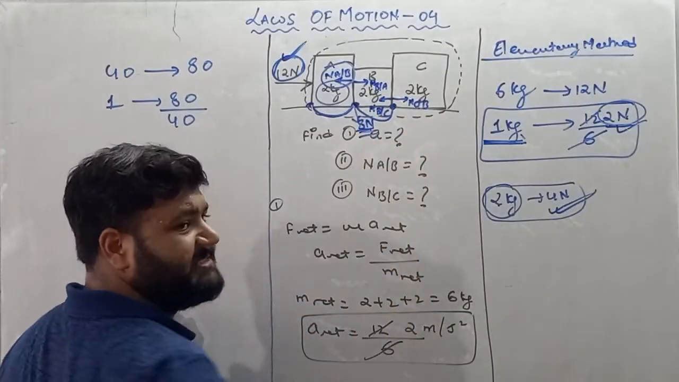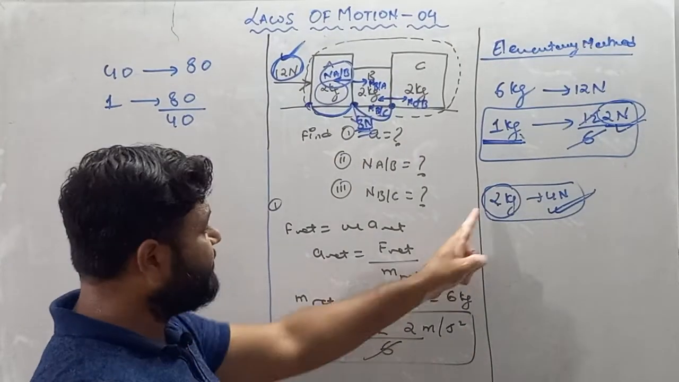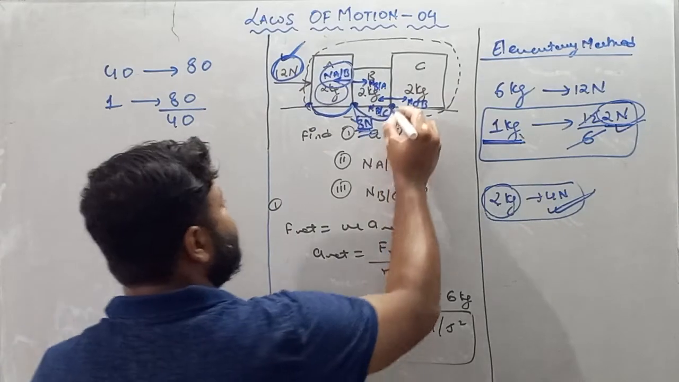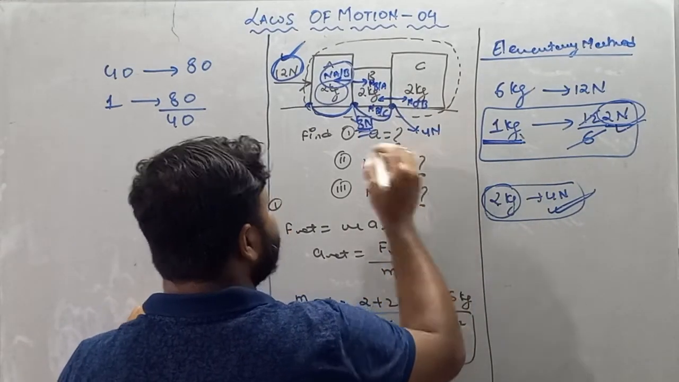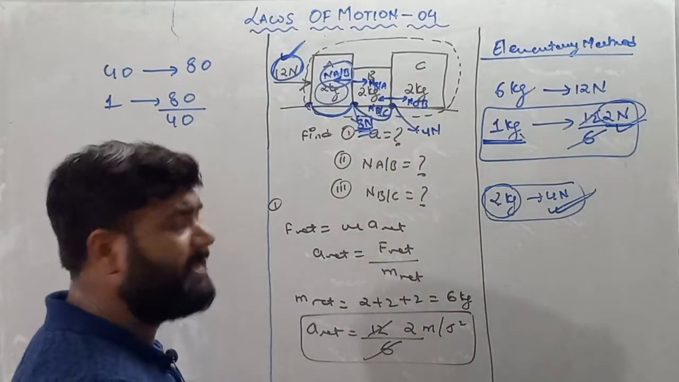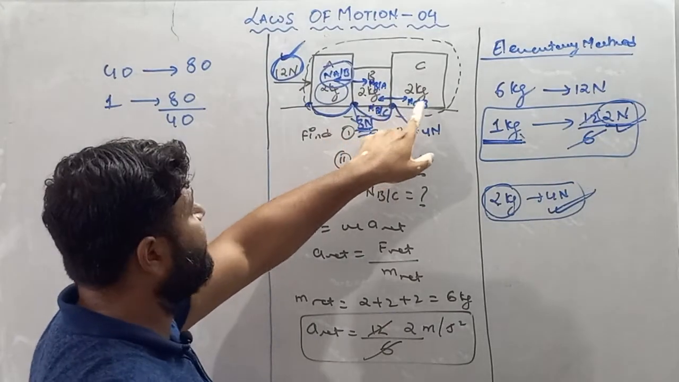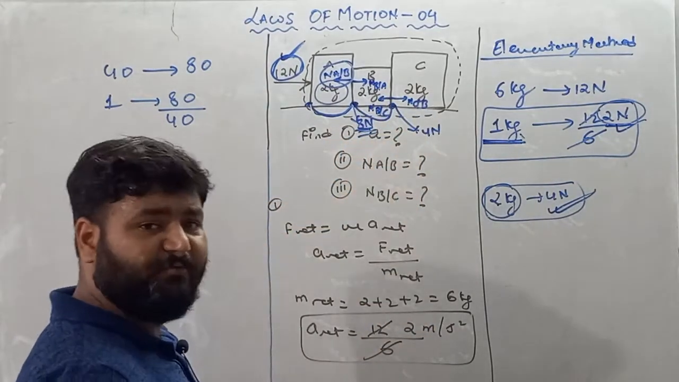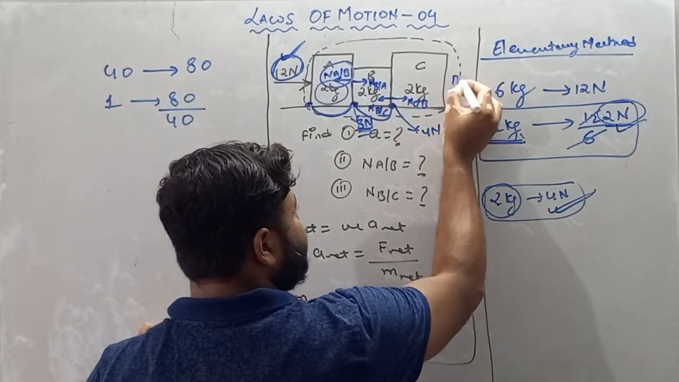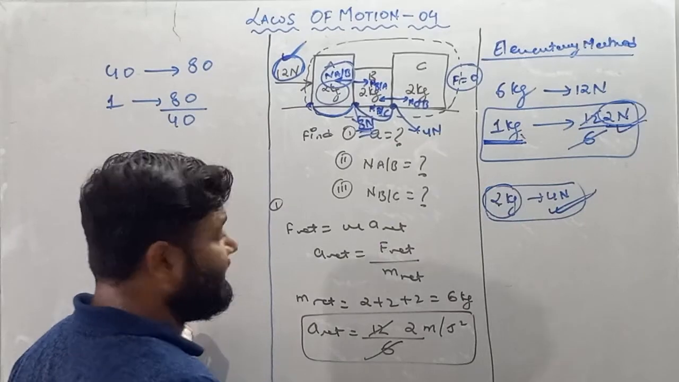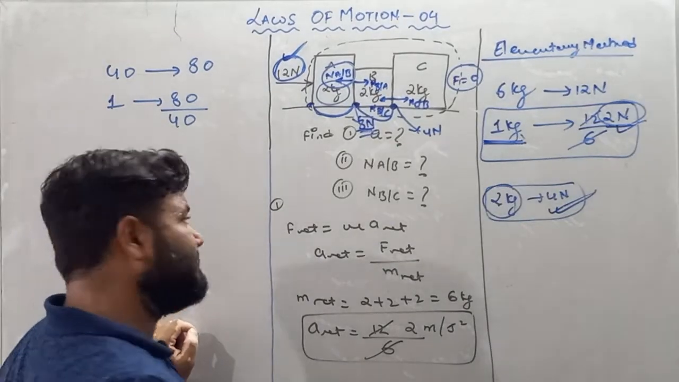After moving 2 kg, how much force will be left? For 2 kg we have to use 4 Newton. So 8 minus 4, it must be 4 Newton. That means normal on B due to C, or normal on C due to B, must be 4 Newton. Now see, here there are no forces, so F is equal to 0. Either we are correct or wrong, we have to check this thing.